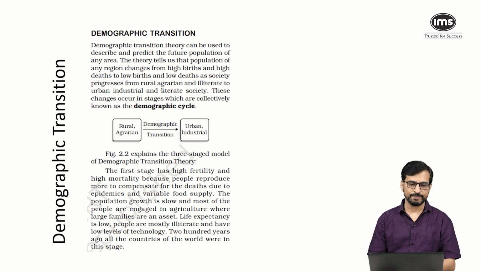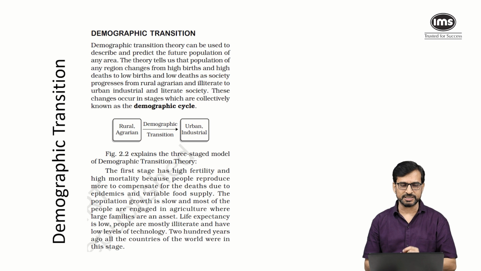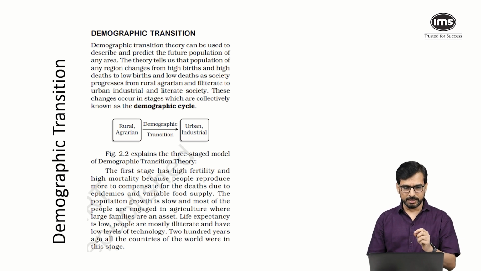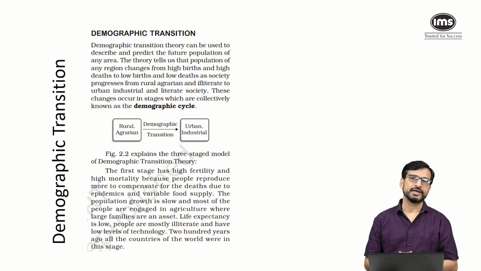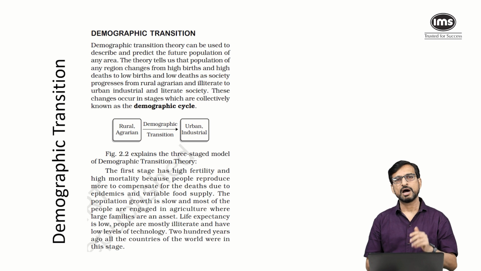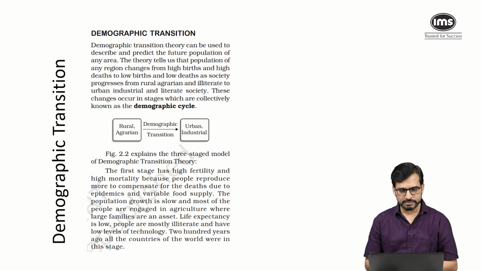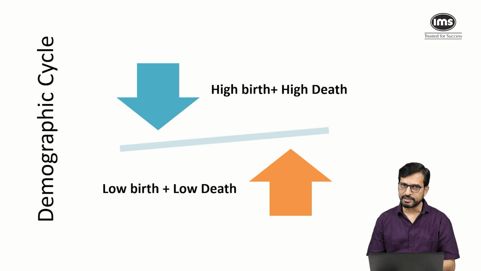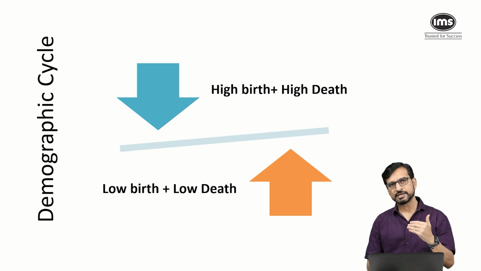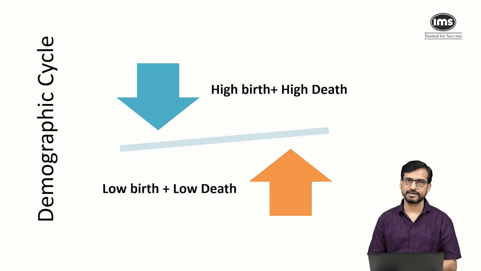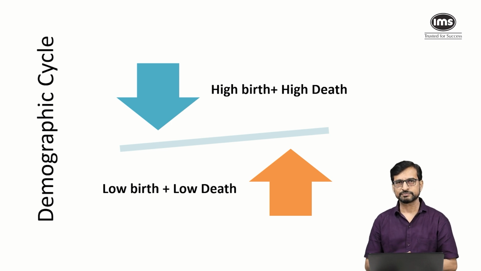What is demographic transition? Demographic transition represents a theory to predict the future population of any area. The theory tells us that population of any region changes from high birth, high death to low birth, low death. That is the demographic cycle. How does it work?